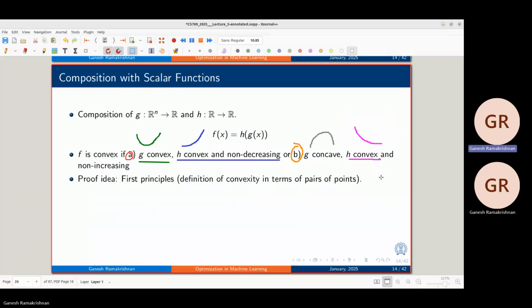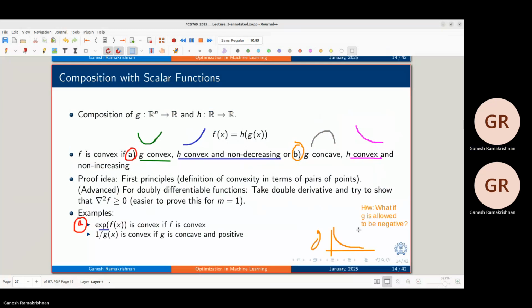Now you can prove this from first principles. What is first principles going to do? You're going to basically write down all these convex combinations the way we did for norm. I'm not going to do that in the class. We don't have time to spend on that. But you can use this in terms of pairs of points. So you can also do that.